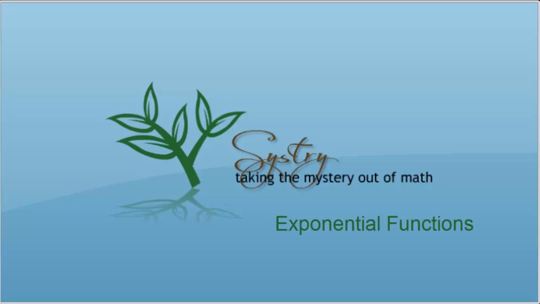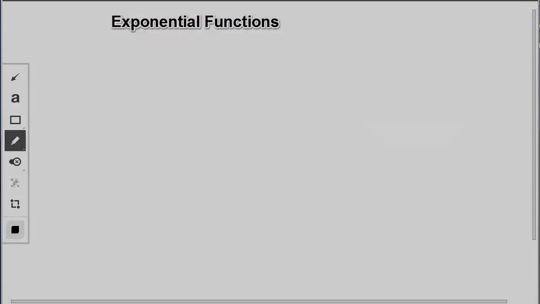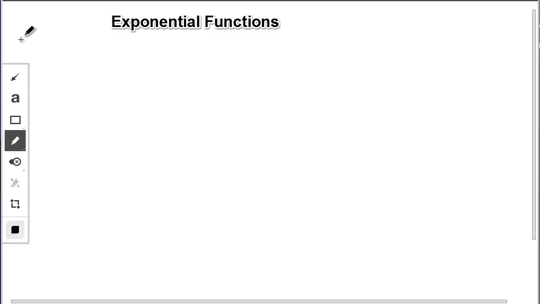An exponential function is a function in which the variable is an exponent. What would that look like? When we say something is a function, we begin with functional notation. f of x equals something. Now, since the variable must be an exponent, we need a constant or a number to the power of x.